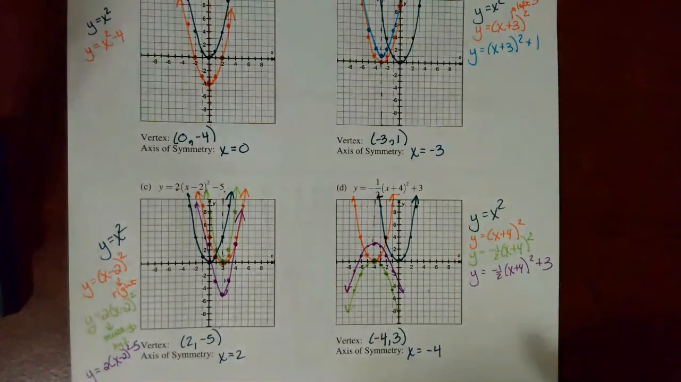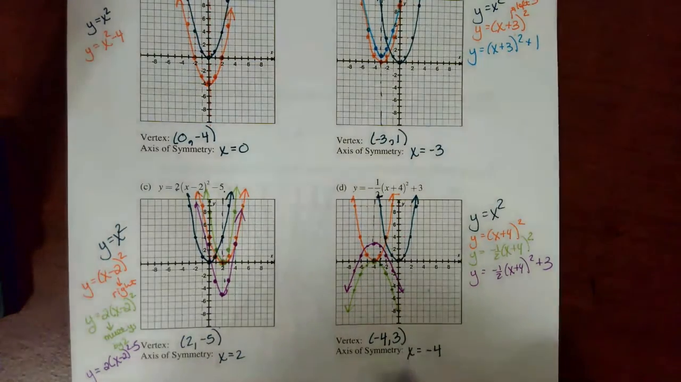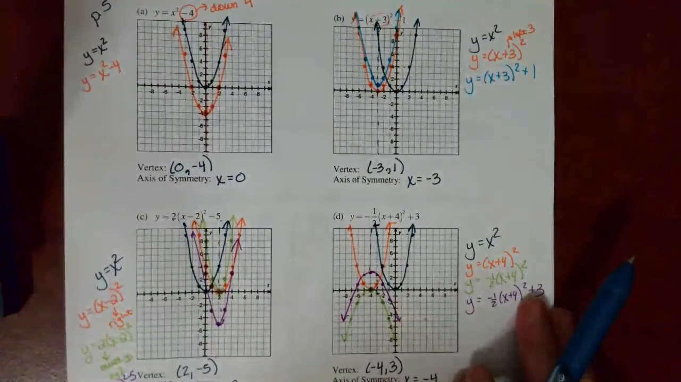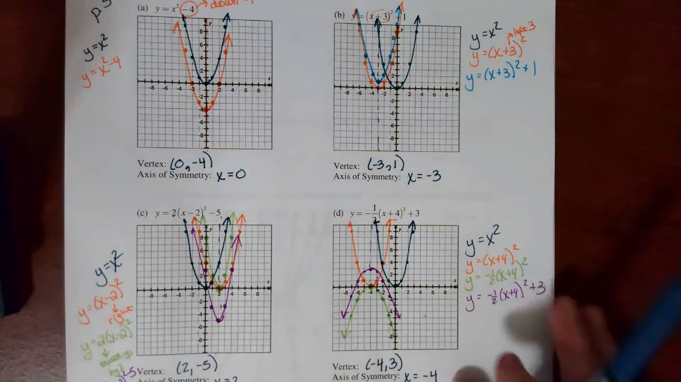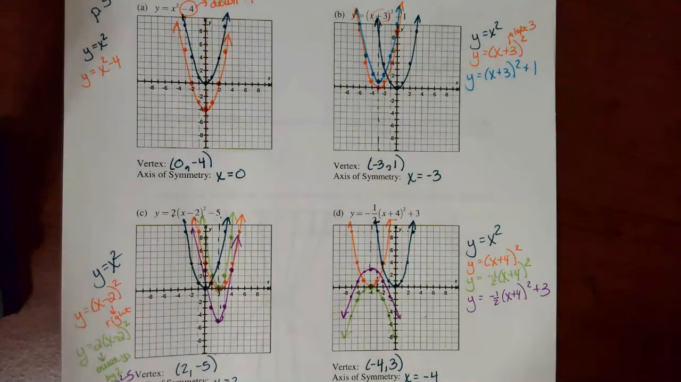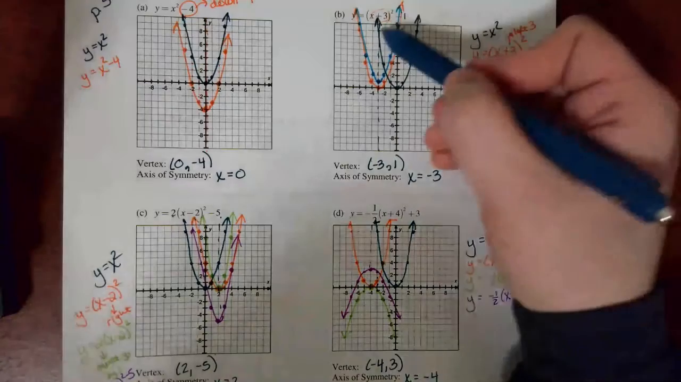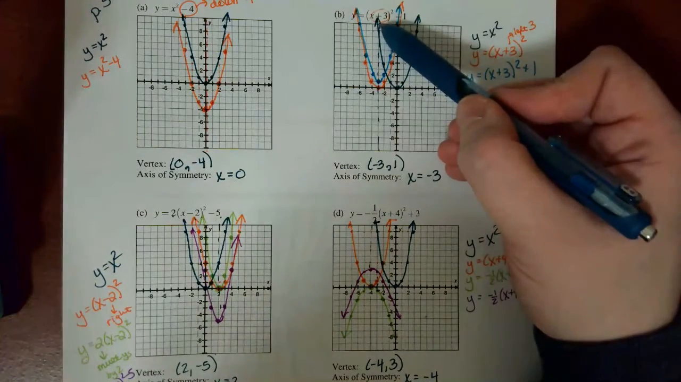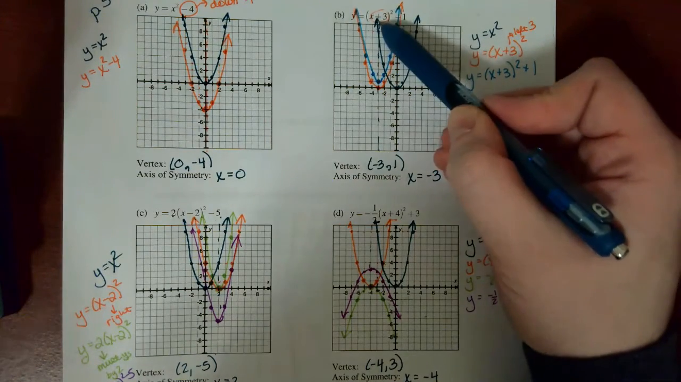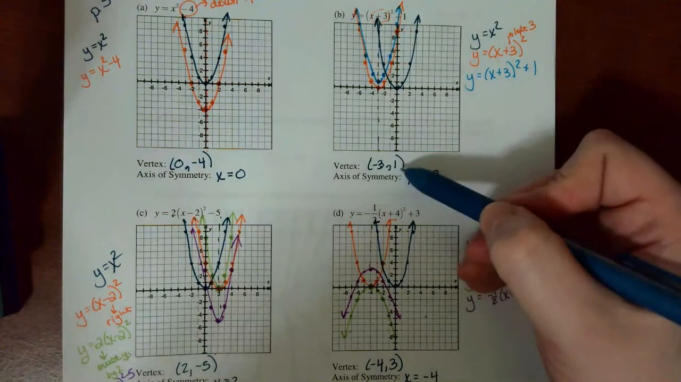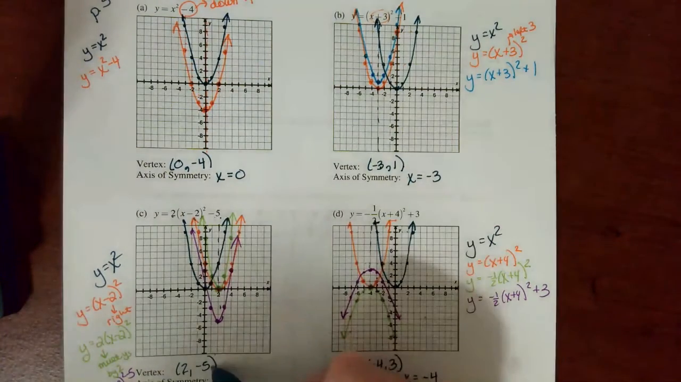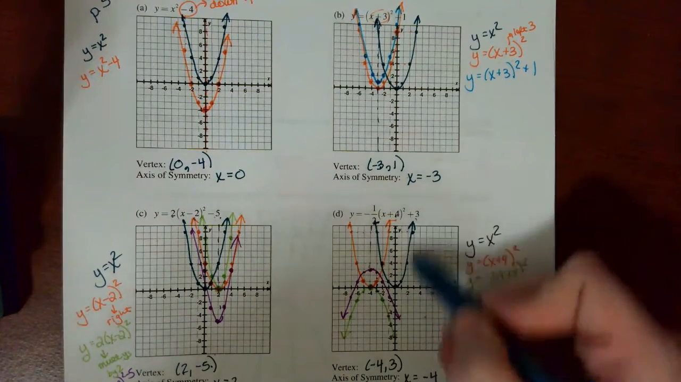In letter D, my vertex was negative 4, comma 3. In C, it was 2, comma negative 5. In B, it was negative 3, comma 1. Do you see those numbers showing up somewhere in the problem? And if so, where? My vertex can be seen basically as looking at the opposite of this number, comma this number over here. Plus 3, negative 1, my vertex is negative 3, comma 1. Over here, minus 2, minus 5, positive 2, negative 5. Over here, negative 4, positive 3.